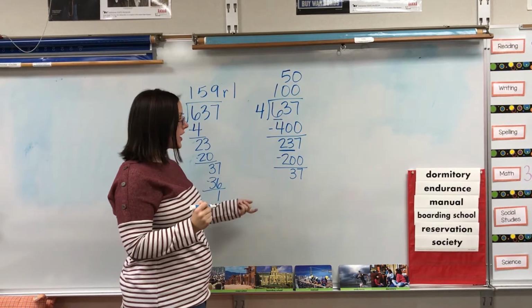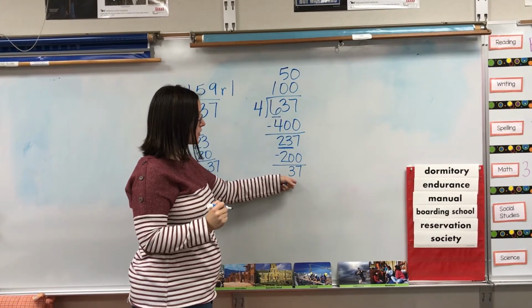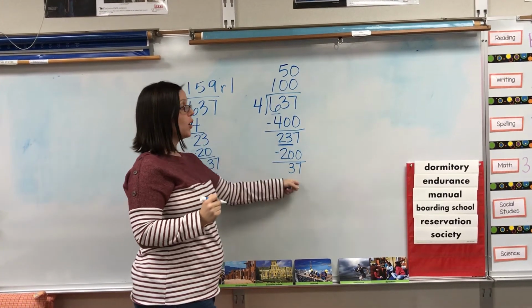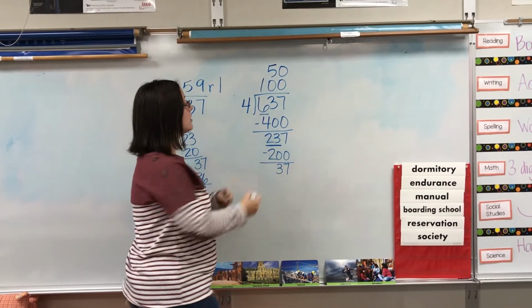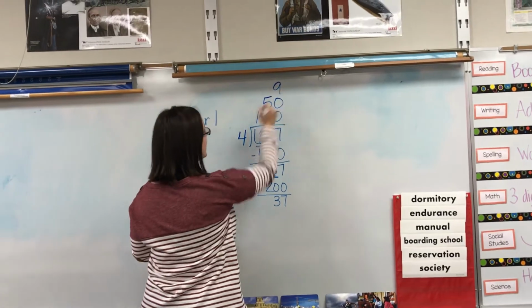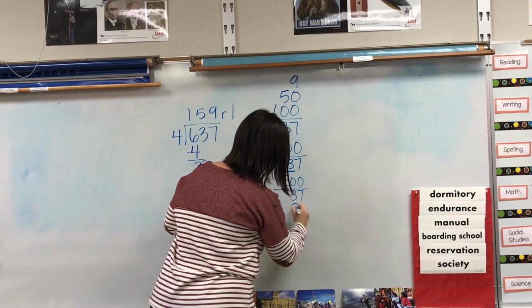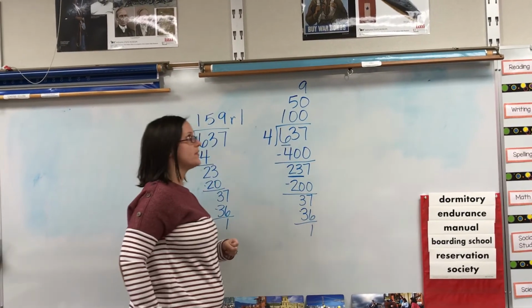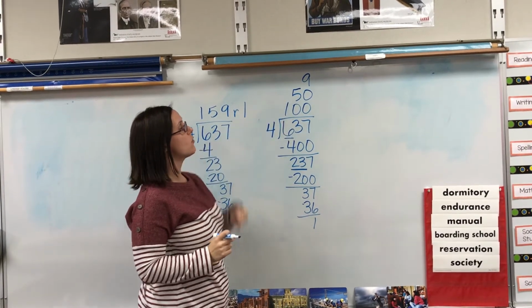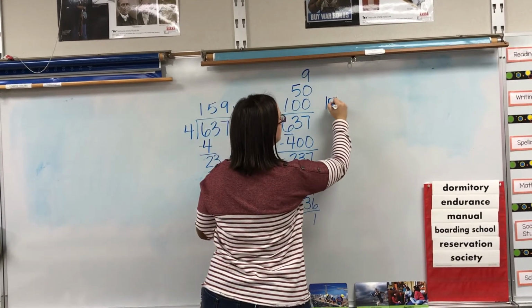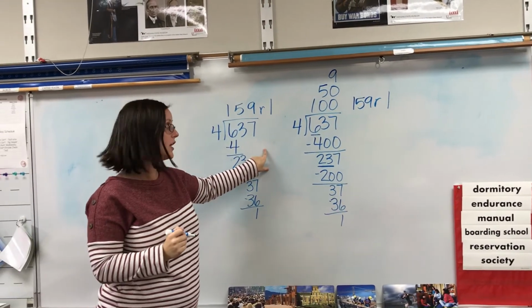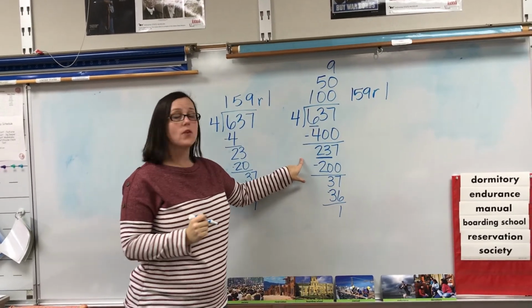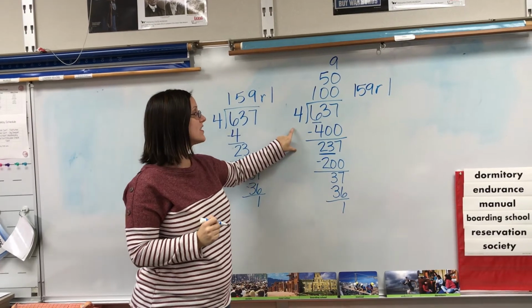We're going to start over again. Okay, base fact, 37 divided by 4. Hopefully the kids will recognize, oh, 36 divided by 4 equals 9, and 9 times 4 is 36 with a remainder of 1. And so then we just add our partial quotients up and get 159 remainder 1, just like we did over here.